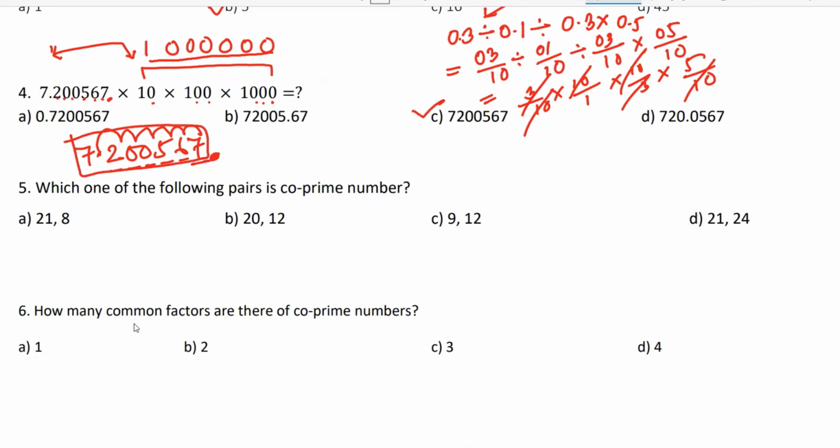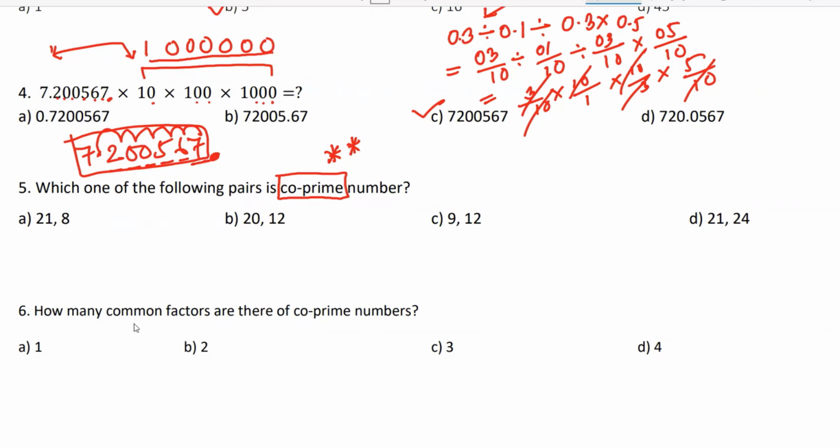Dear students, now see the next question. Which of the following pair is a co-prime number? First step, you have to know what a co-prime number is. This is one of the most important topics, co-prime numbers. In the first step, prime and co-prime, there is a difference. Prime means they have no divisor except one or itself, but co-prime numbers have no common divisor except one.